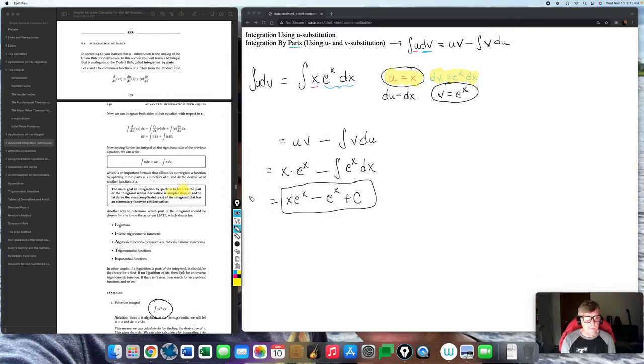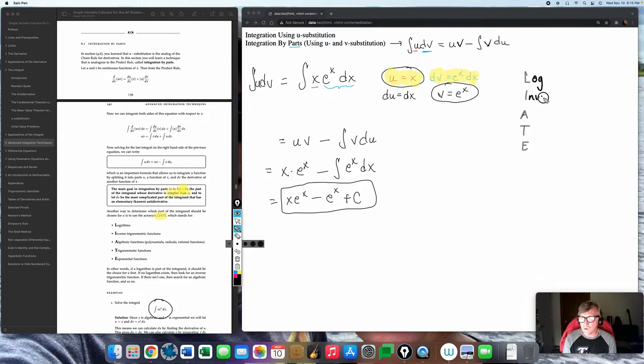So there is another way to determine which part of the integrand should be U, and it's the acronym LIATE, L-I-A-T-E. Sounds like an Italian word. LIATE, right? So L-I-A-T-E. All right, so what does that all stand for? If you've been reading over here, maybe you know, if you've read my book. Okay. L stands for logarithms.